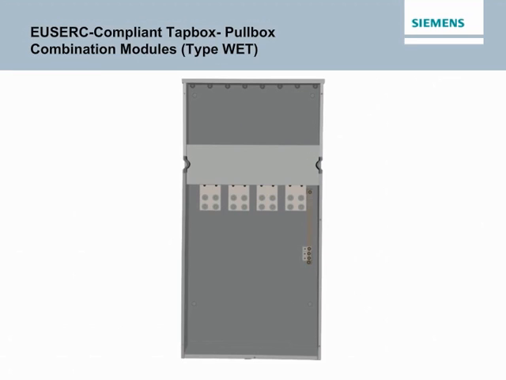USERC compliant tap box pull box combination modules, type WET, are designed for 240 volt max, line side, bottom feed applications up to 1200 amps, for those areas that subscribe to the USERC standard, require compression lugs, or require more wiring bending space than the standard tap box. NEMA 2 stud pattern bolts are standard on every unit, enabling compression or mechanical lug use.